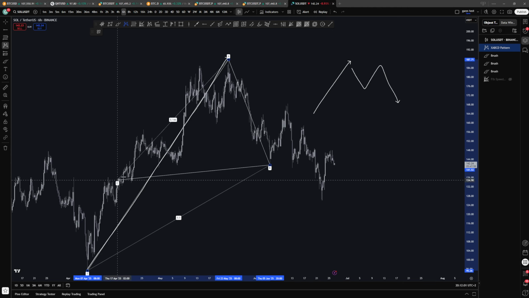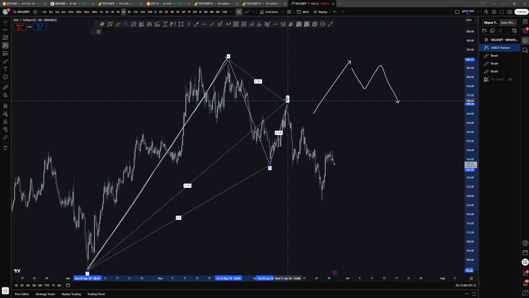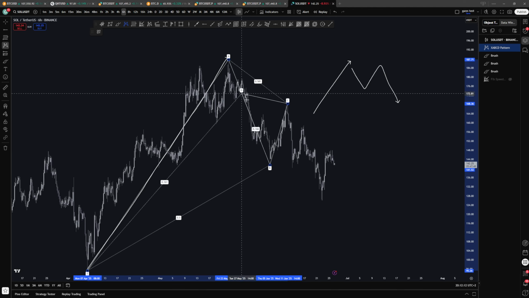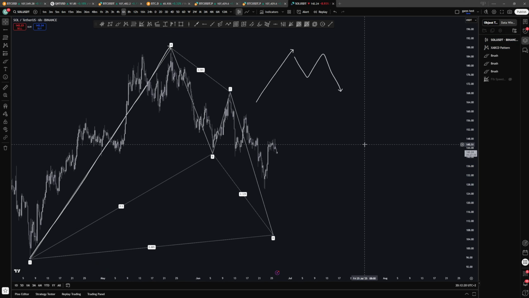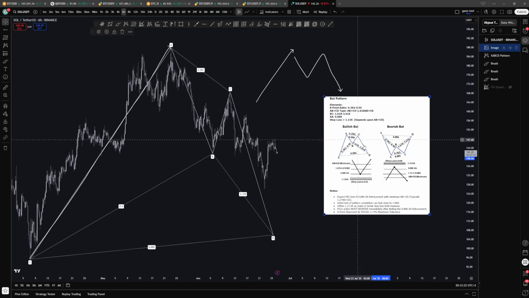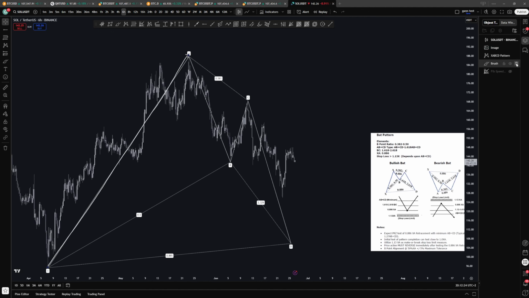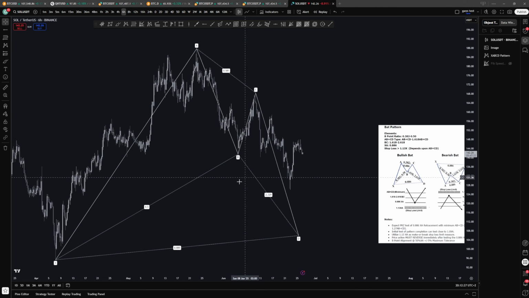Now, after that, it's actually just aligning the ratios. We have a 0.5. We know that that is going to be a bat. So we place our C point on the highest point after our B point, and we place our D point at the 0.886. It's exactly the same pattern I put onto the screen earlier, right? This one. Essentially, that is what we're looking for.